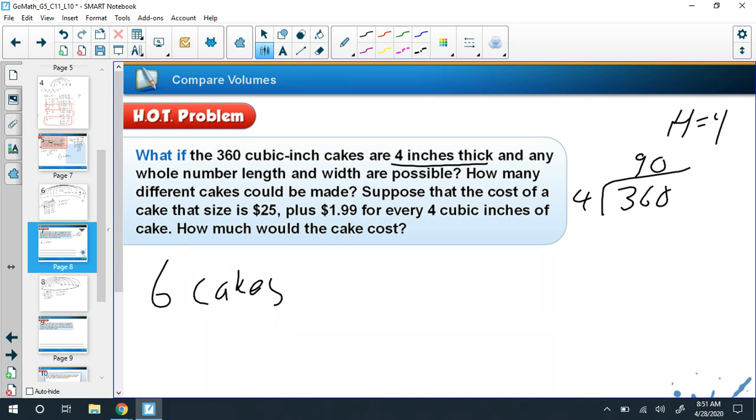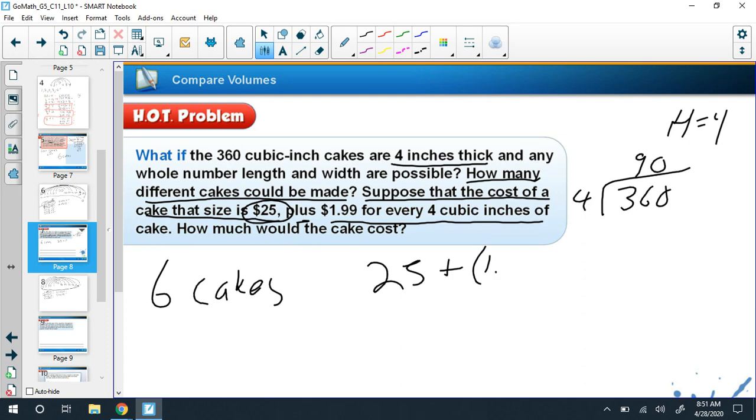As we keep reading, though, there's a second part to this problem, right? Like how many different cakes could be made? We answered that. Suppose that the cost of a cake that size is $25 plus $1.99 for every 4 cubic inches. So to solve this part of it, our base cost is $25. And then to that, we're going to add $1.99 times, well, for every 4 cubic inches. We pretty much already solved that, right? Because we already know that it's 360 cubic inches total. And we have already divided that number by 4. We did it for a different reason, but it's going to give us the same answer, right?